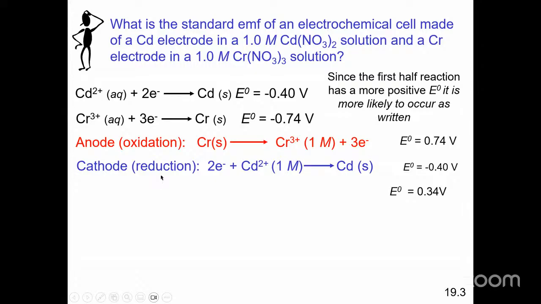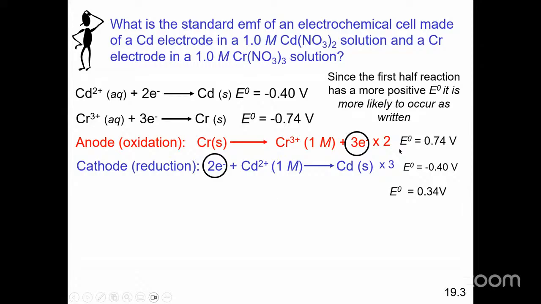Now remember, when you're adding these two, you have to make sure that these electrons are equalized, right? Which means you have to multiply this equation here by 2 and this equation here by 3. However, remember what I said, that will not change these values, right? So even though you multiply this equation by 2 and this equation by 3, these values will not change.